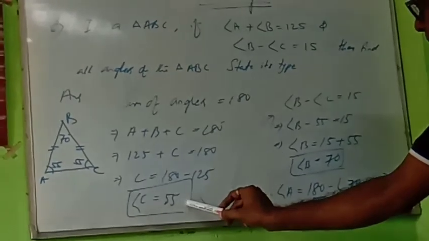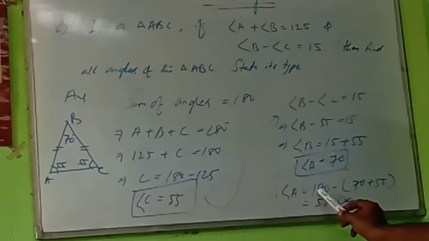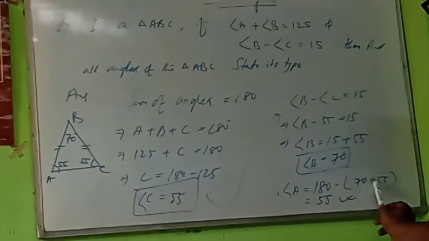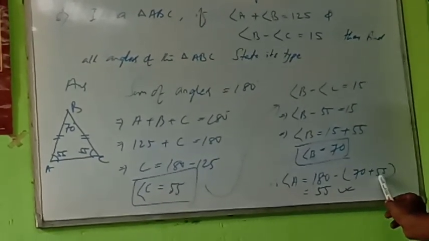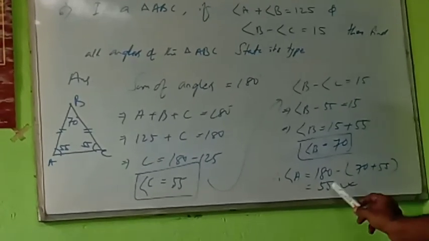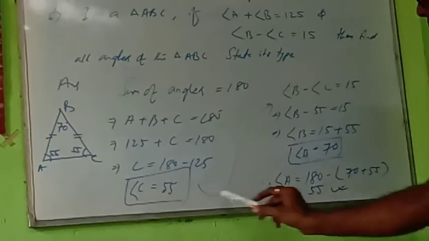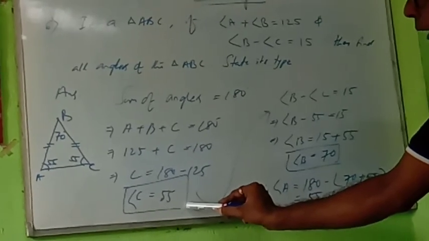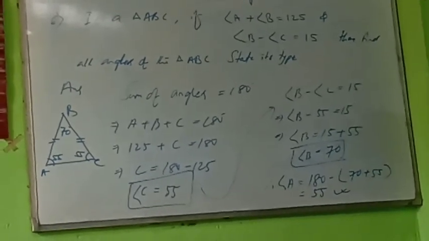C you got 55. Angle A will be how much? Total angle 180. 180 minus (70 plus 55). How much are you getting? This is 125. 180 minus 125, it will be 55 degrees. That means angle A is equal to angle C. Therefore, two angles are equal, meaning it is an isosceles triangle. This is the way of solving number 6.